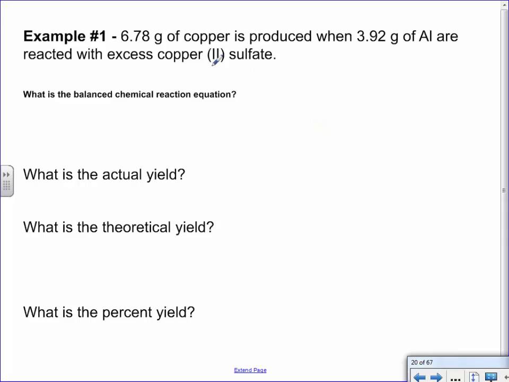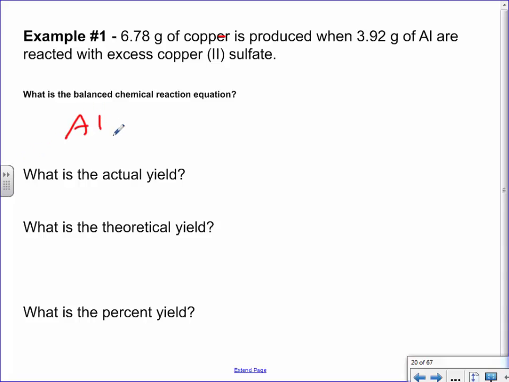So here's what we're going to do. I'm going to take 6.78 grams of copper, and I'm going to tell you it's what's produced when we take 3.94 grams of aluminum and react it with copper(II) sulfate. So first thing we need to do, just like we did in our previous slide, we need a balanced equation.